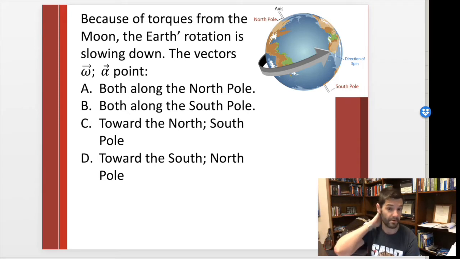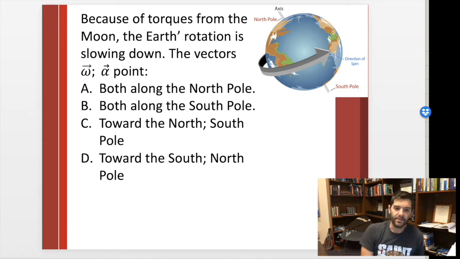Because of torques from the moon, the Earth's rotation is slowing down. It's actually true, but by minuscule fractions of a second each year. The vectors omega and alpha both point along the axis: both toward the North Pole, both toward the South Pole, omega points towards the North Pole and alpha towards the South Pole, or the flip.